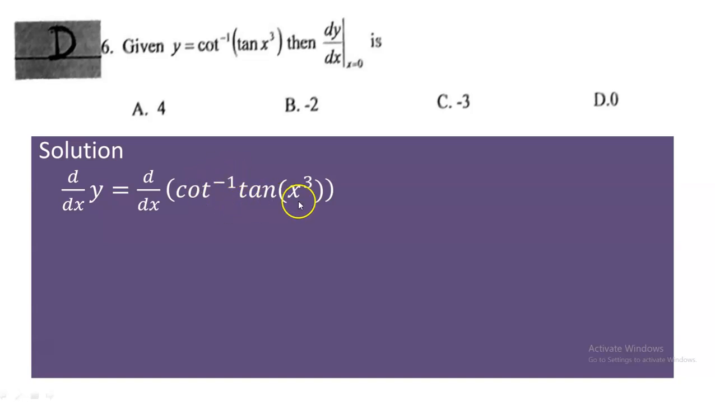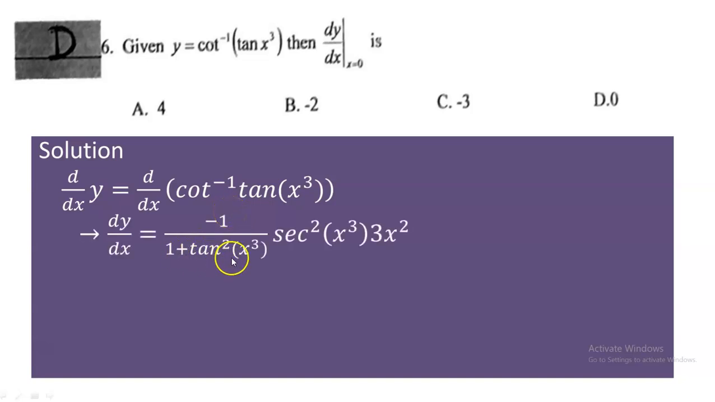And in x you are going to use tan x cubed. So chain rule again must be used. We know that the derivative of cot inverse x is negative 1 over 1 plus x squared. But in place of x squared, we need to put tan of x cubed, because in x we do have tan x cubed. So tan squared x cubed can come, and then we need to derive tan here, and we know that the derivative of tan is sec squared, and then sec squared x cubed follows, and finally the inner one here, x cubed, must be derived, and when you derive this x cubed, you do have 3x squared.